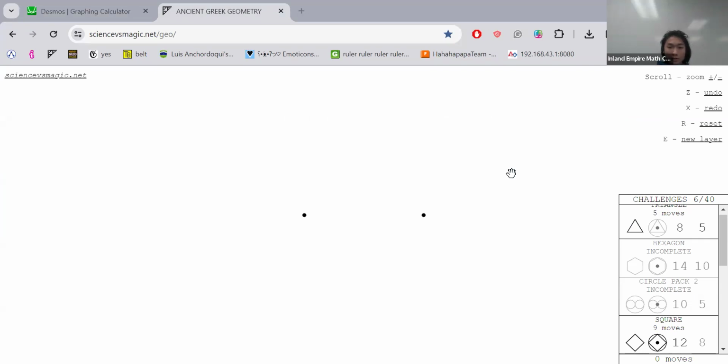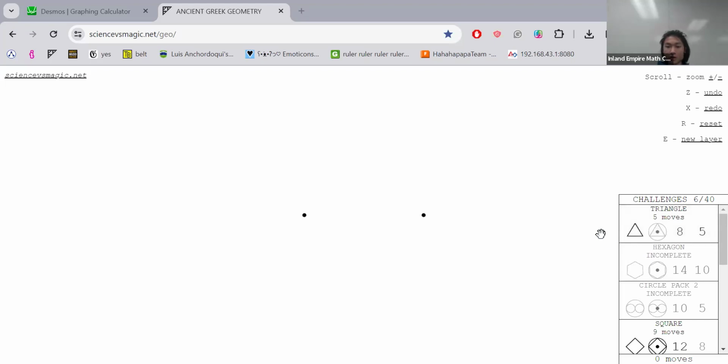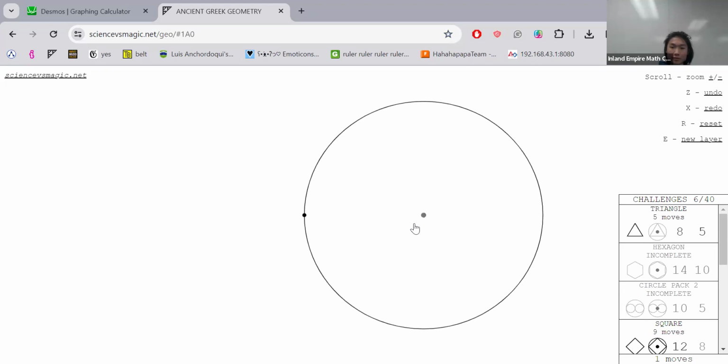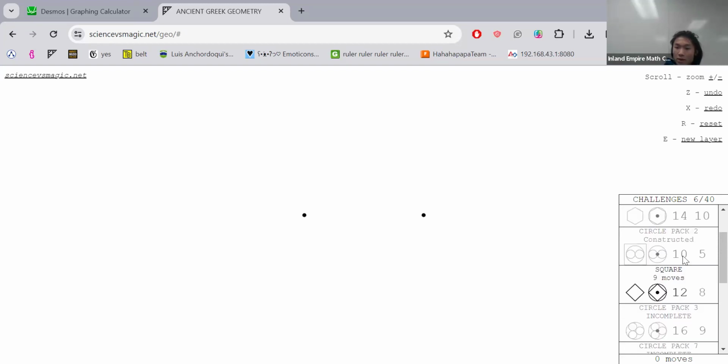All right. So first of all, what are these geometric constructions? The goal here is to do some of these challenges on the side, to help you gain a better understanding of geometry. The rules are that you can only draw circles from one point to the other, so you can define the radius of circles as the difference between these 2 points. And you can only draw lines between 2 points or intersections. You get 2 starting points. I'm going to go over how we can build this triangle. Then we're going to try to do the hexagon and the circle pack 2.